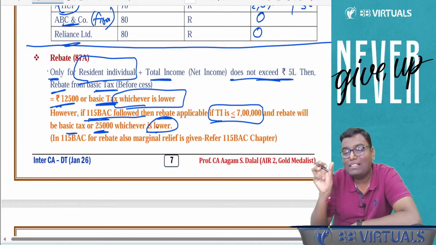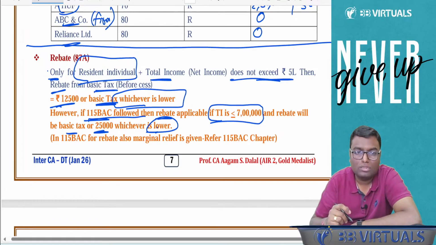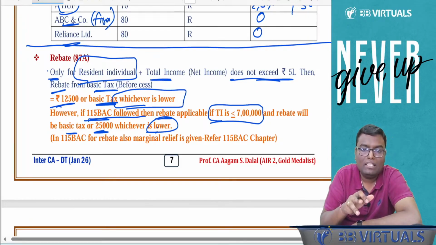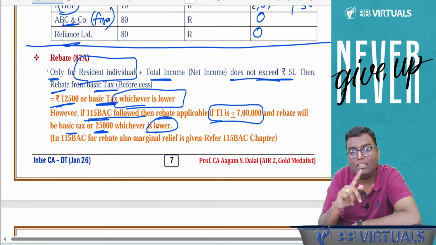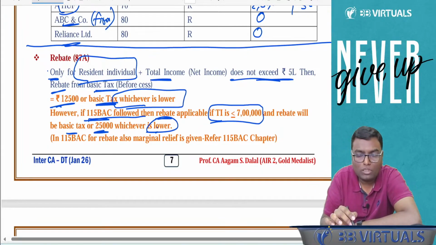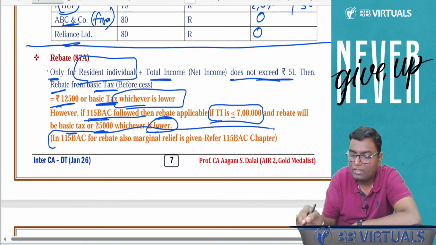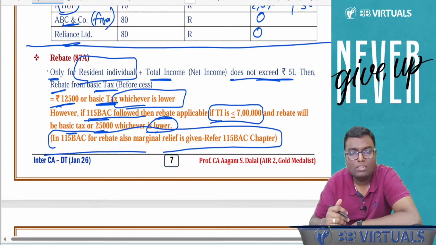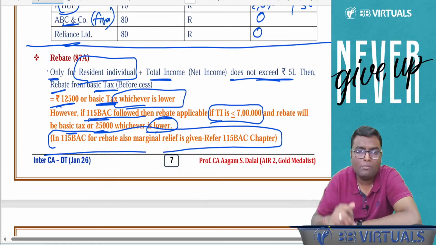Now, there is one marginal relief concept also with regard to this rebate, specifically if you follow 115BAC. But this is related to 115BAC, and hence I will explain that concept in the chapter on 115BAC later on. As of now, I'm not discussing that. So I have written in the bracket, in 115BAC, for rebate also marginal relief is given, but that concept we will do in the 115BAC chapter.